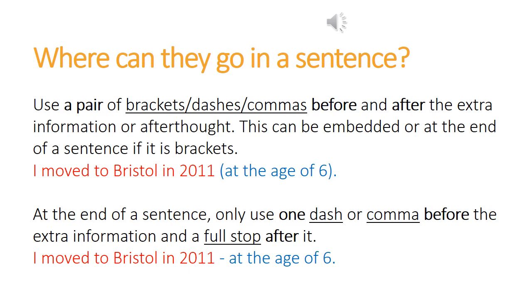For example, on your screen you can see my example. At the top, I moved to Bristol in 2011 and then I have a pair of commas for my parenthesis at the age of 6 and my full stop is at the end. However, in my second example, I wanted to use a dash. So I have my main clause, I moved to Bristol in 2011, dash, add my afterthought at the age of 6, full stop. There is no need for another dash.